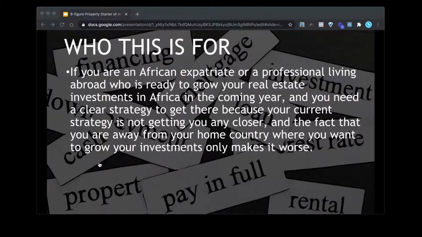If you're an African expatriate or even a professional from any country living abroad and you're ready to grow your real estate investments in Africa in the coming year, and you need a clear strategy to get there because your current strategy is not getting you any closer. And the fact that you're away from your home country where you want to invest only makes it worse. And look, we are getting people who are not from the continent of Africa, but do want to invest back in Africa. So this is not to lock you out. This is to let you know you're in the right place, okay?